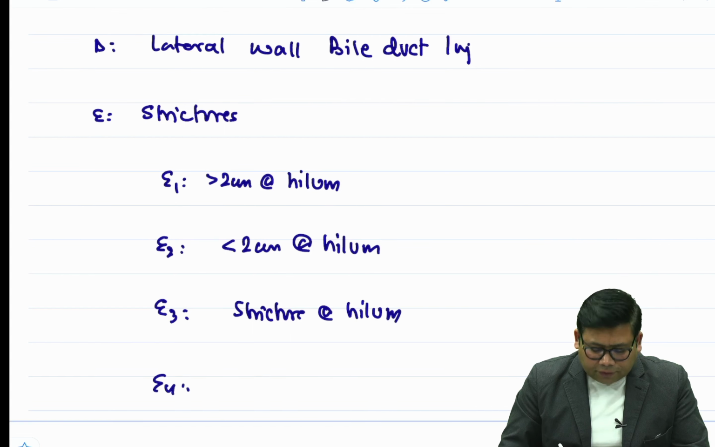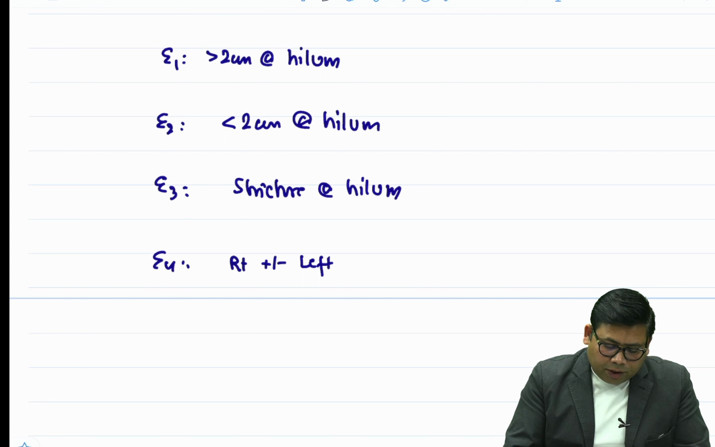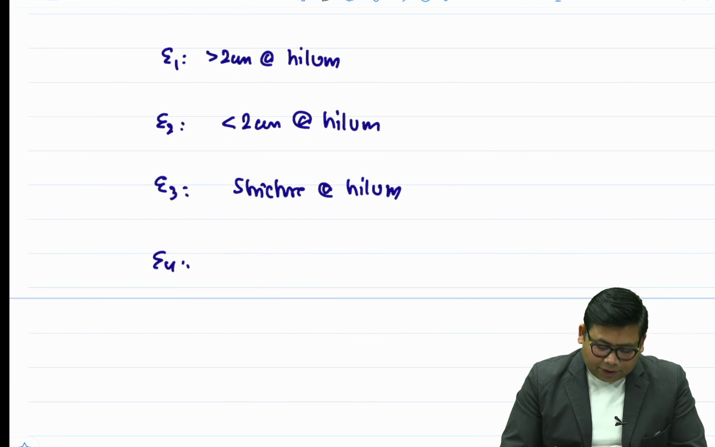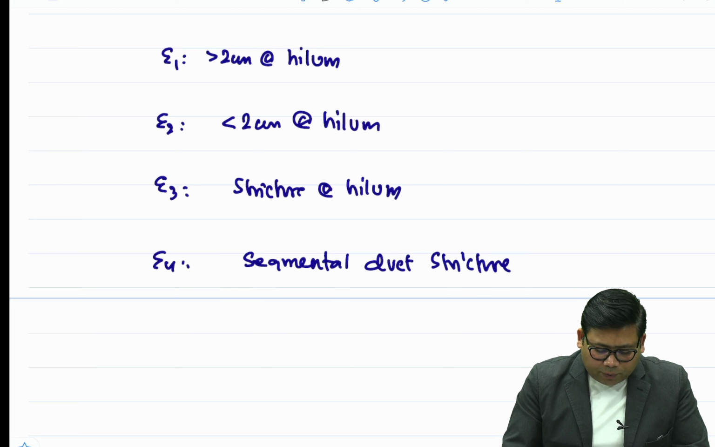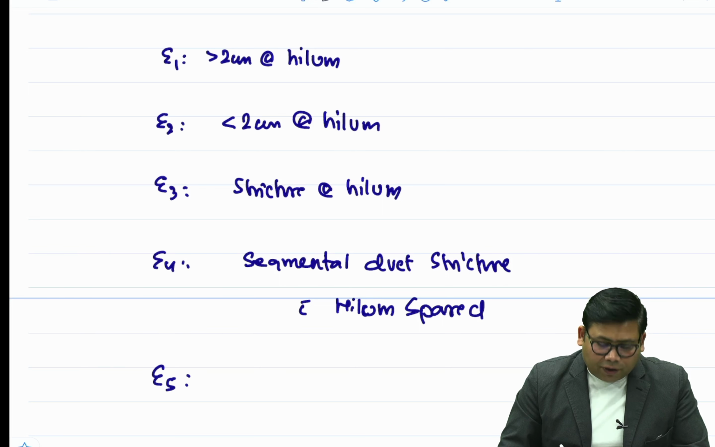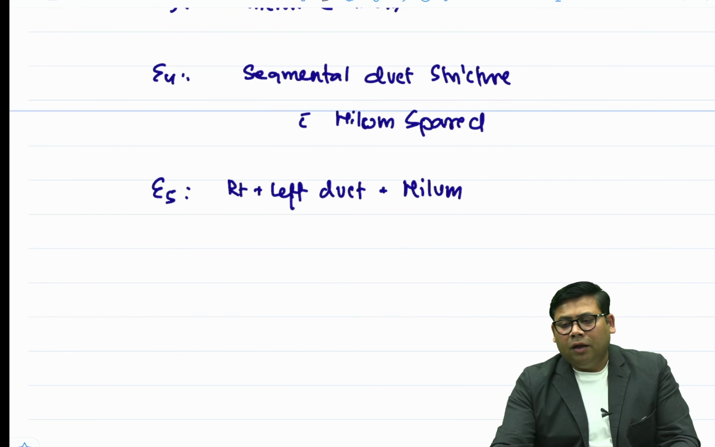Then E4 is defined as stricture involving the right plus minus left. So you can say that segmental duct strictures, but the hilum is spared. So with hilar sparing, spared, this is what is very important. And then what is E5, students? E5 involves the right plus left duct. So right plus left duct plus hilum is involved. This is what is very important.